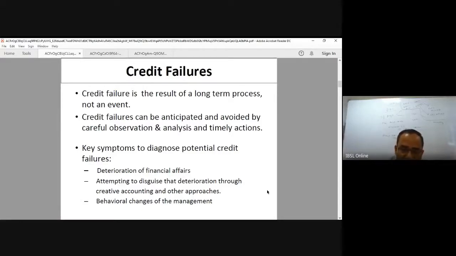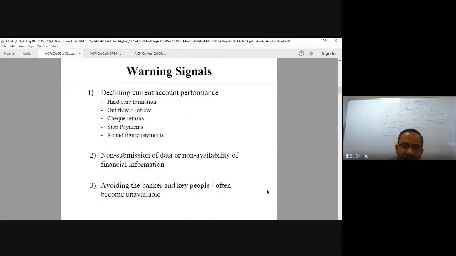So the behavioral changes of management, I told you, they're warning signals. Basically from the account operation, if you see declining current account performance, in the current account there will be hardcore formation. The outflow may be more than the inflow. There's definitely a wrong signal because they are paying out, I mean, money is being pulled out, but then the credits are not coming. That means sales proceeds are not coming. Check returns are high. Stock payments are high, right?